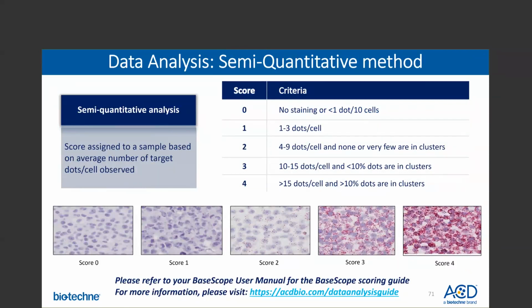The semi-quantitative method essentially has a table shown here, which would basically sort the staining into different scores. So starting from a score of 0, which would mean no staining or less than 1 dot per 10 cells, and then incrementally going towards a score of 4, which would be more than 15 dots per cell and more than 10% dots in clusters. Shown at the bottom here is a representation of staining for a score of 0 to 1, 2, 3, and finally the score of 4.